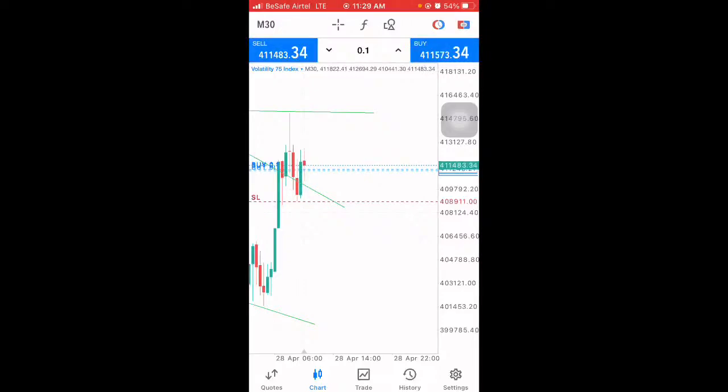So right now this candlestick is telling us that both the buyers and sellers are in an equal struggle. Since they are in an equal struggle, the next candlestick, which is the next 30 minutes candlestick, is going to determine it.